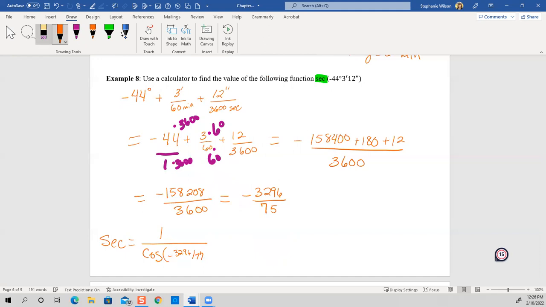Oops, let me write that a little neater. Okay, all right, a little bit neater. All right. So when you type this in your calculator, I encourage you to type it in. It'd be easier to figure out what cosine of negative 3296 divided by 75 is. However, remember, don't use the minus sign for the negative. There's a negative sign on your calculator specifically to represent negative, not minus. So if you use the minus, you're going to get an error message.